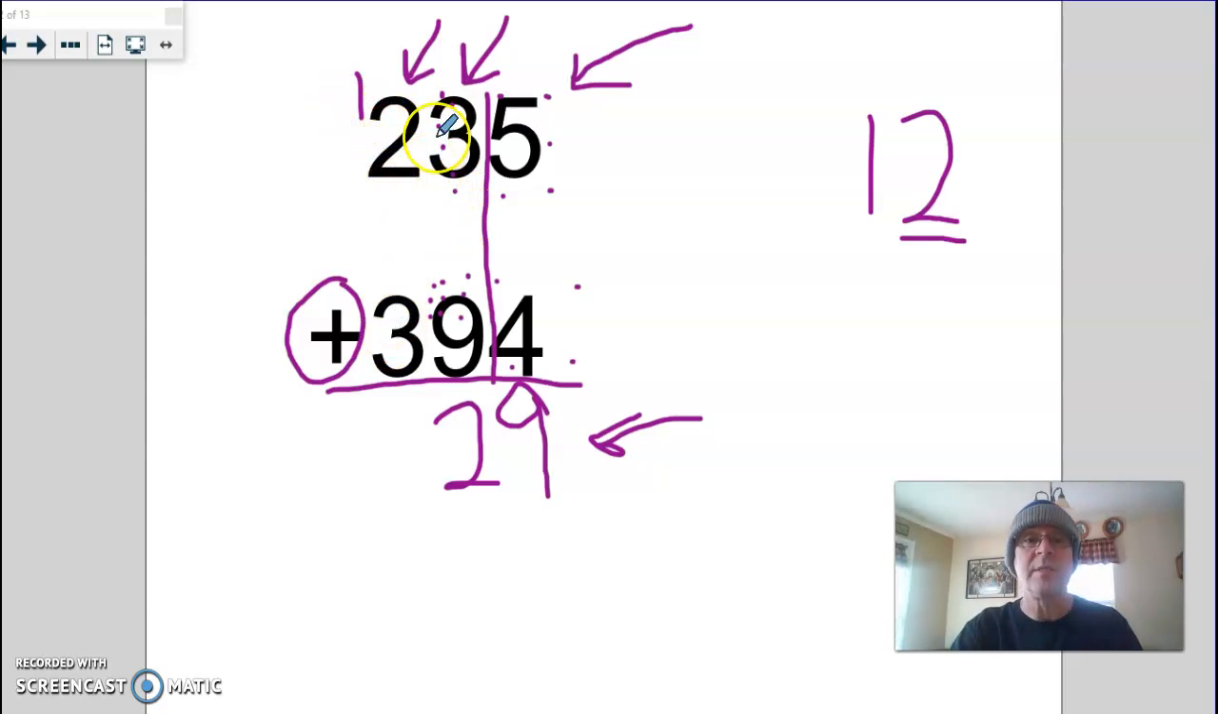Now, in our hundreds, we've got 2 plus 3 plus 1. So 2 plus 3, 3, 4, 5, plus 1, 6. 629 is the sum. 629 is the answer. All right, let's try another one.